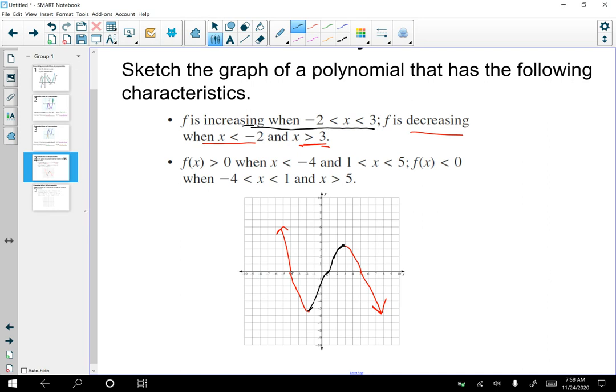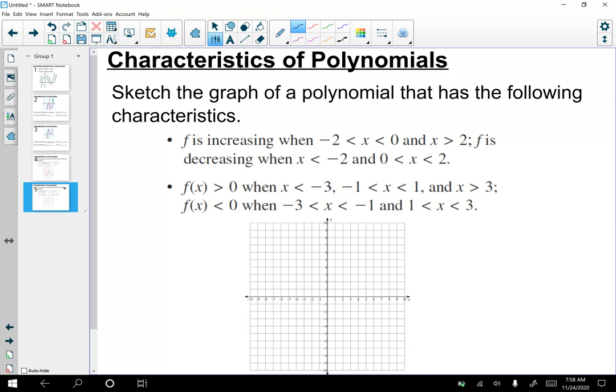And then from negative infinity to -4. Now we can double check where f of x is less than 0. So where's f of x below the x-axis? From -4 to 1. So -4 to 1, it's below, we're good there. And then whenever x is greater than 5. So we're good there. That's a rough sketch of our graph. Now again, go ahead, pause the video and try this one on your own and then check back in.